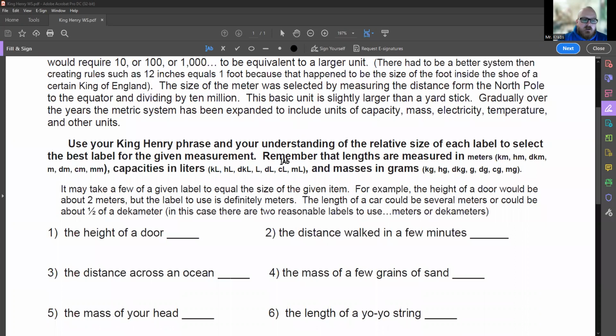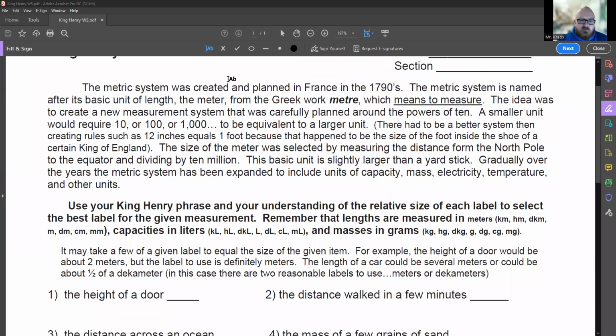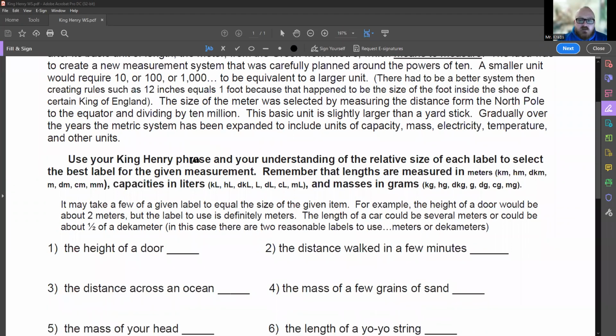So in this first section, the instructions were basically, you're given this brief history on the metric system, and then it's saying, you think of your King Henry chart. So King Henry died, belly up, drinking chocolate milk. And think about what the most appropriate unit would be for each of those given things.